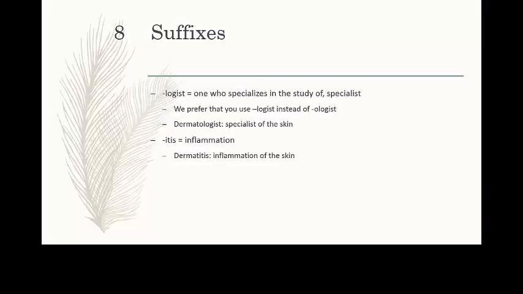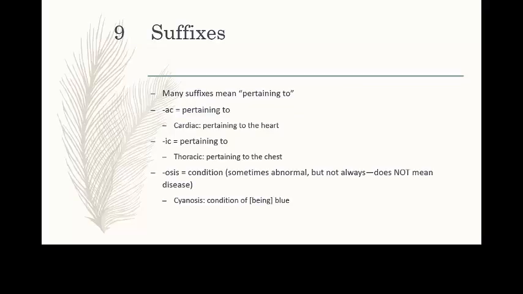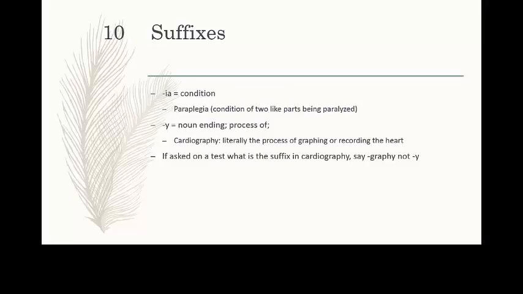Now, we've got a bunch of suffixes that mean pertaining to. So, ac, ic, osis, ac and ic, not osis. Excuse me. Osis does not mean pertaining to. Osis means condition. Condition is not the same thing as disease. Osis means condition. Ia means condition. Y makes a word a noun. Usually means the process of.